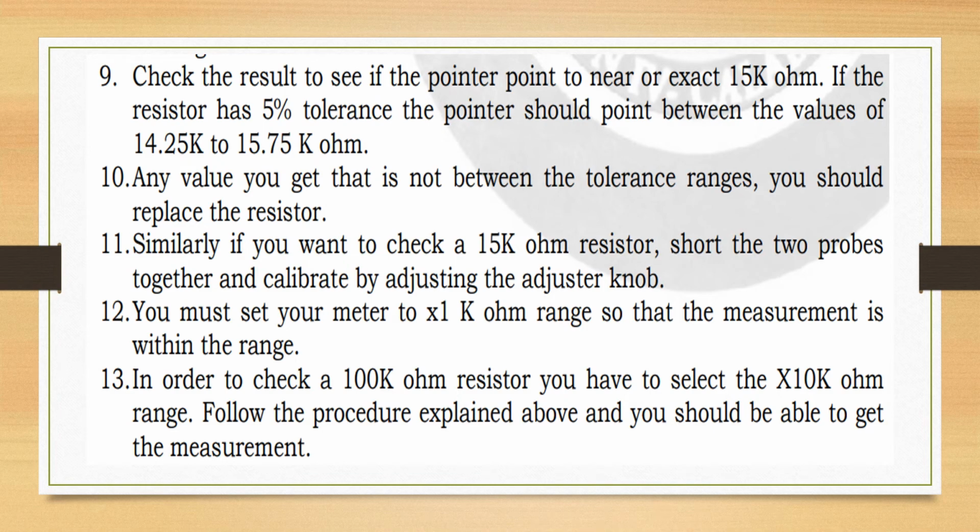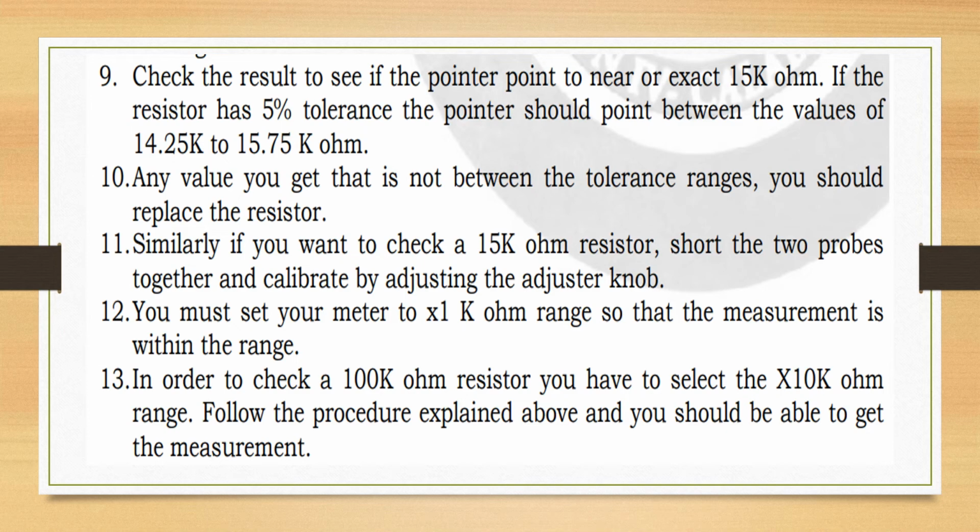Check the result to see if the pointer points near or exactly at 15 kilo ohms. If the resistor has 5% tolerance, the pointer should point between the values of 14.25 kilo ohms and 15.75 kilo ohms. For any value you get that is not within the tolerance range, you should replace the resistor.